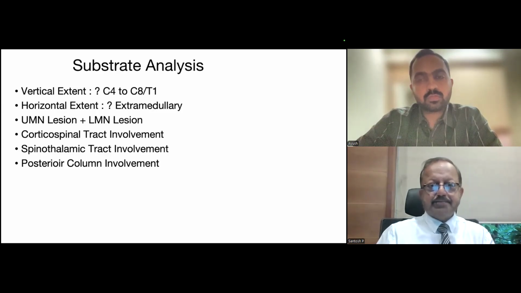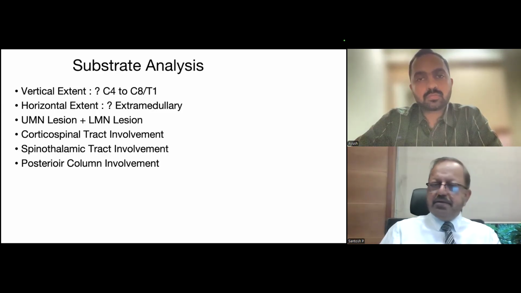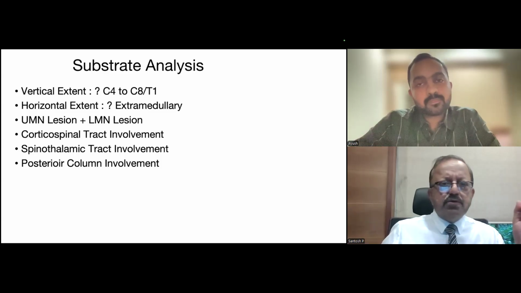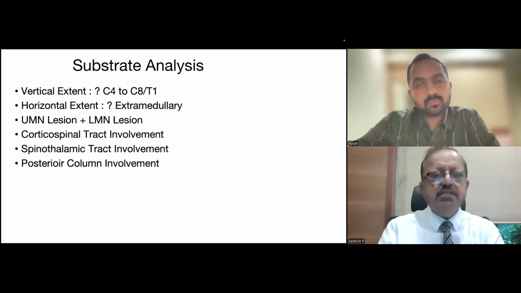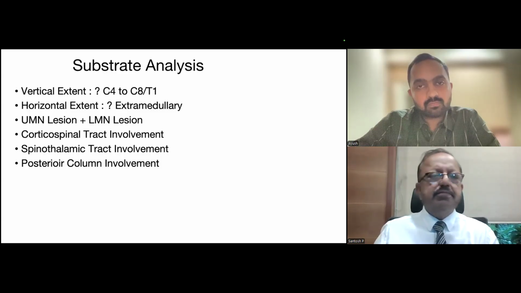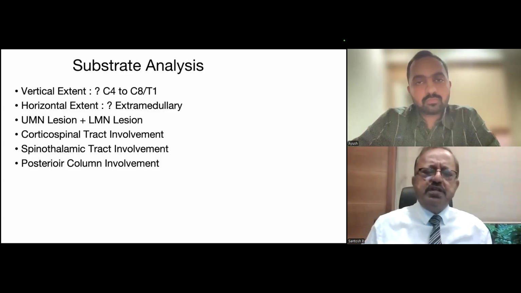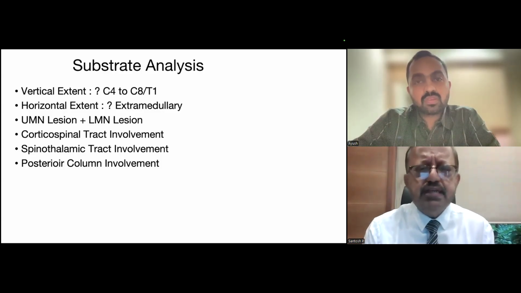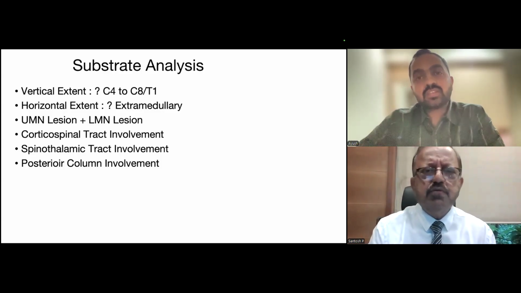Okay. Santosh, sir? Sir, you're not audible, unmute yourself, sir. You said there is posterior column involvement, but nothing in the history suggested posterior column involvement.